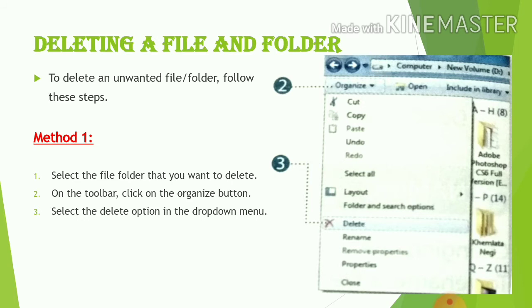Then on the toolbar, click on the Organize button. You can see in the picture, this is the toolbar, and you have to click the Organize button. Then select the Delete option in the drop down menu. So students, you have to click the Organize button. You can see in the picture the shortcut menu will appear on your screen. So now you have to select the Delete option on the drop down menu and then click it.